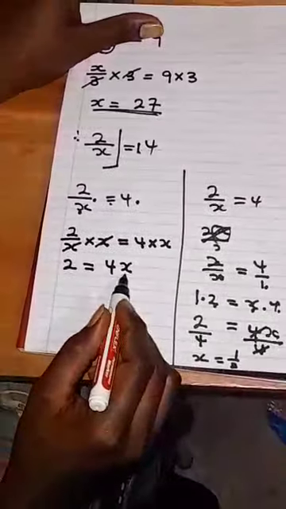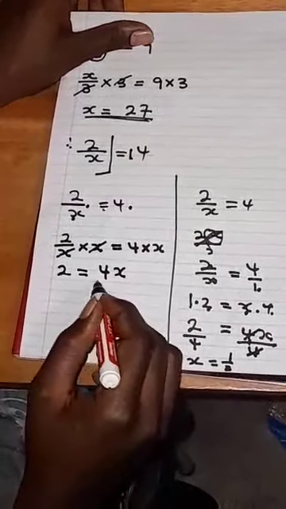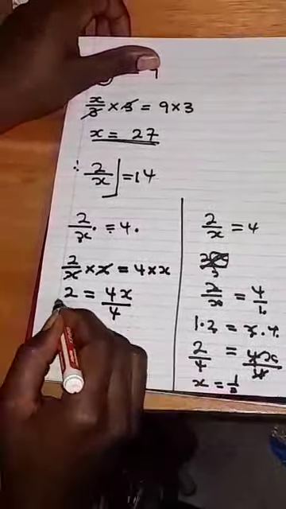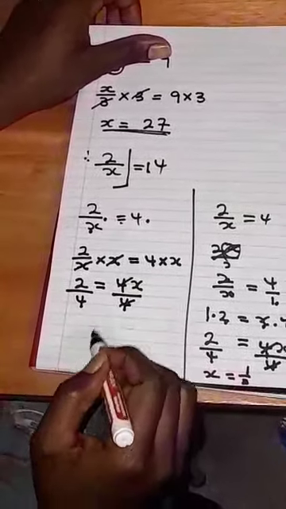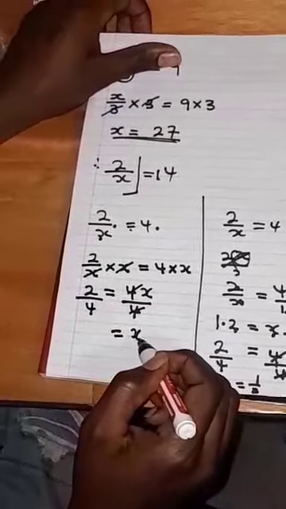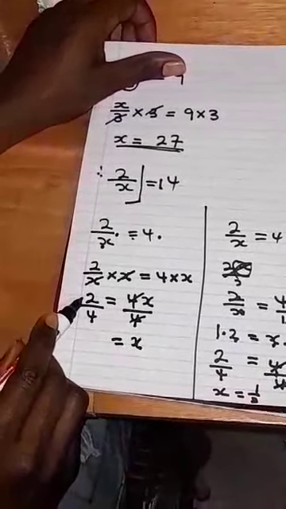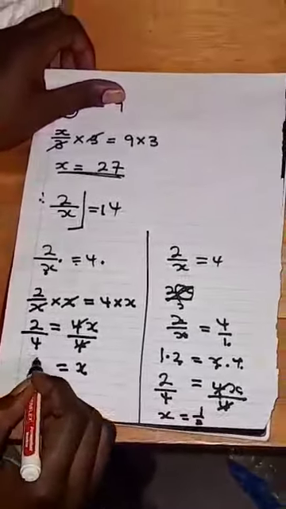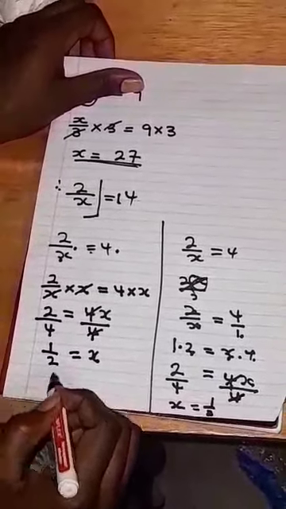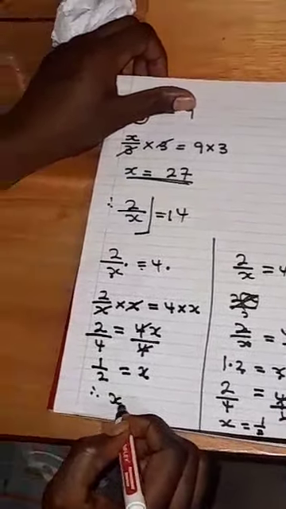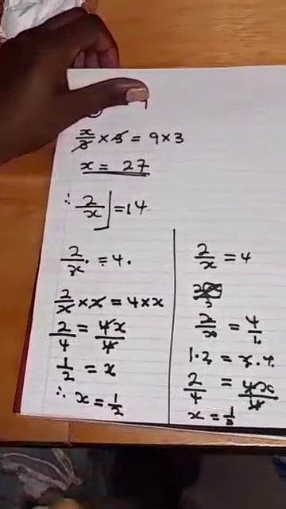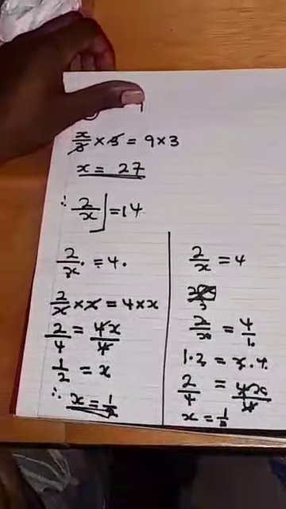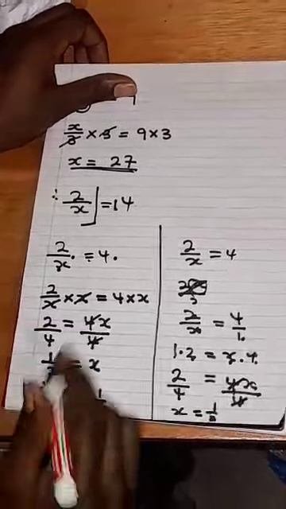So for you to solve this x, you must divide both sides by 4. This 4 and 4 will cancel. We are left with x. This side, 2 divided by 4, becomes 1 over 2. So which means our x value is equal to 1 over 2. So this is the final answer for x.